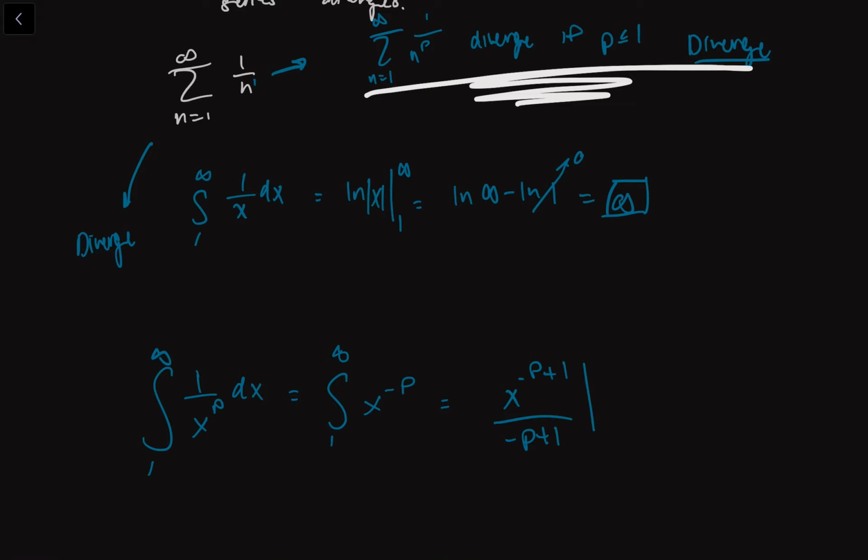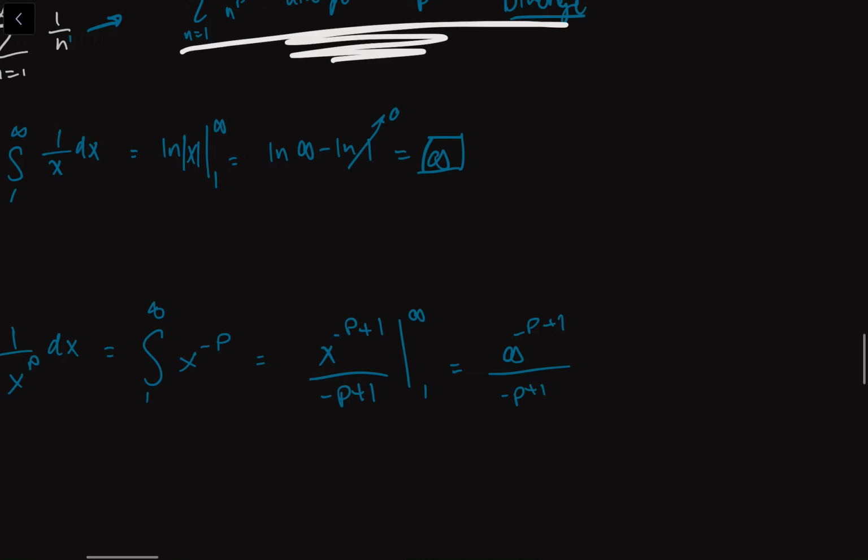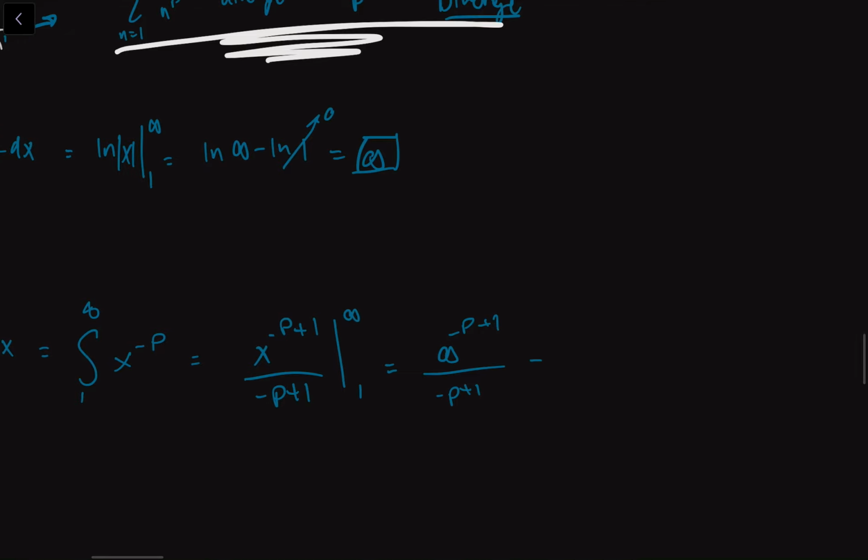And now we'll plug in infinity and 1. So when we plug in infinity and 1, we're going to get infinity to the negative p plus 1 over negative p plus 1, minus 1 to the negative p plus 1 over negative p plus 1. So we don't really care about this term. This term is not going to affect the convergence or divergence. It's this term with infinity, right? This term with infinity is going to affect the convergence or divergence of this integral. So I don't even want to look at this side.